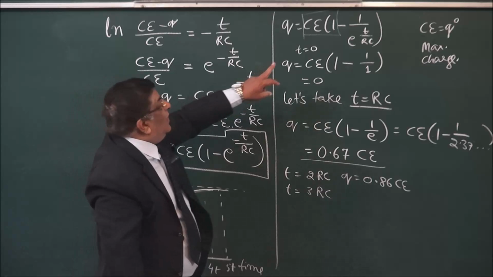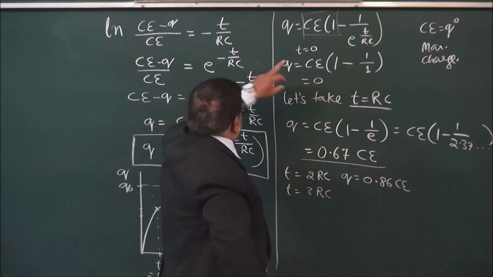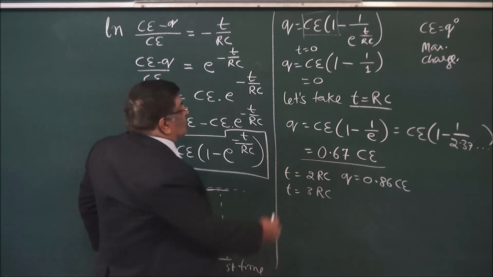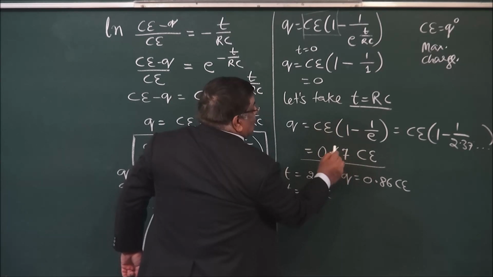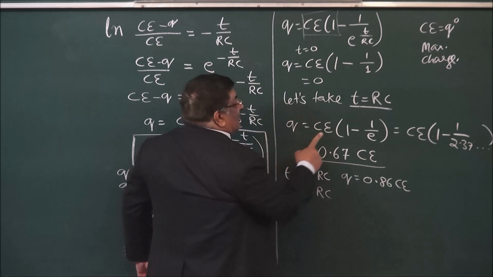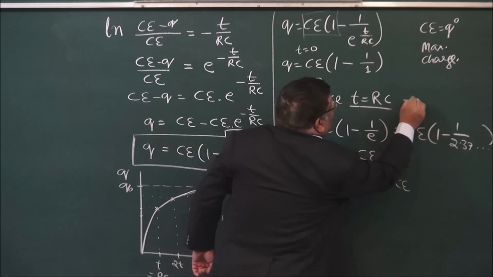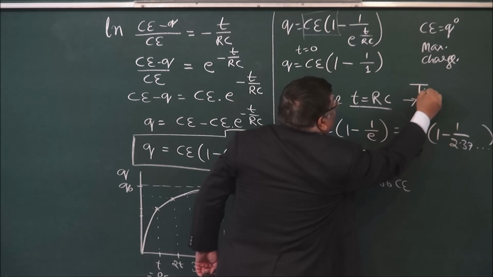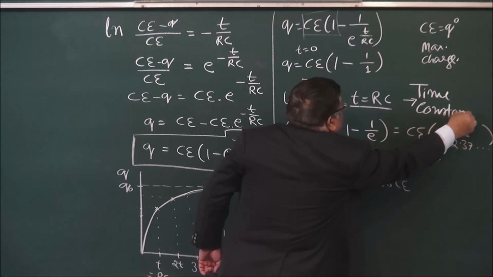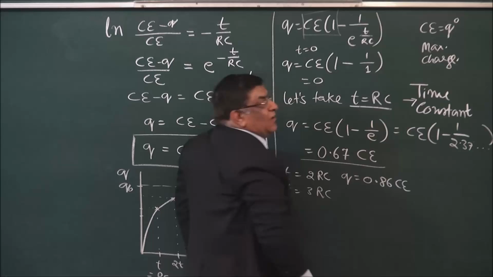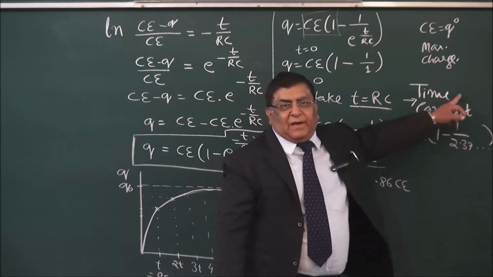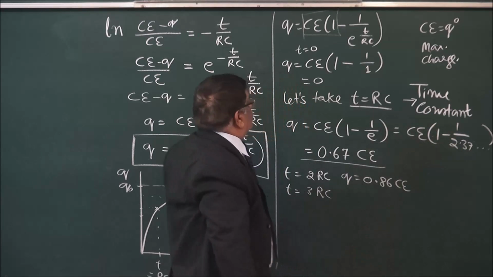This is the formula for capacitor charging. We will write it this way, and this time period when the charge reaches 0.63 of the maximum charge, this time is known as the time constant. Time constant of the capacitor. So this is the time constant of the capacitor.